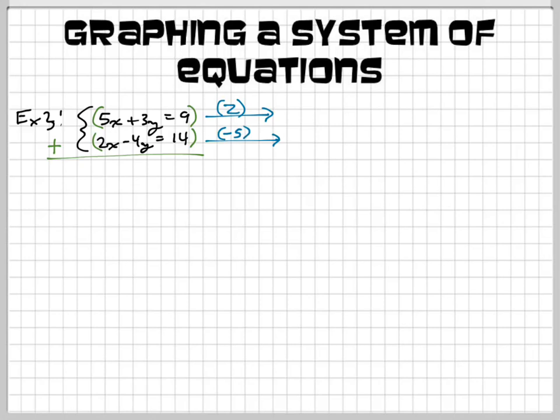So on the top, we multiply everything by 2. So we get 10x plus 6y equals 18. On the bottom, we get negative 10x plus 20y equals negative 70. Okay, double check my multiplication. Guys, this is where everybody makes their mistakes.